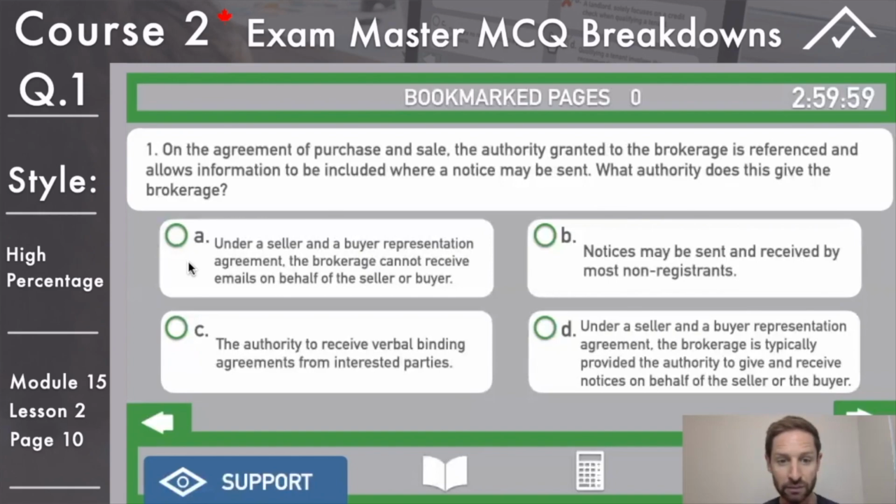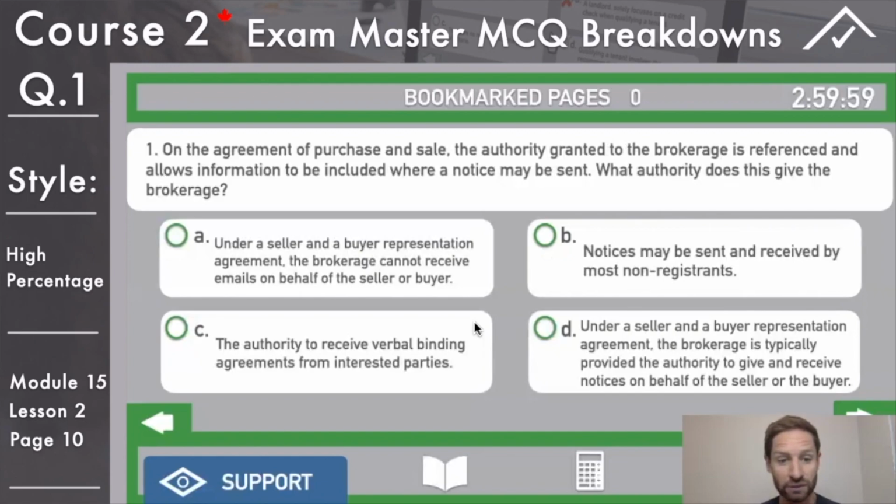A, under a seller and buyer representation agreement, the brokerage cannot receive emails on behalf of the seller or buyer. The brokerage is granted the authority to receive notices on behalf of the client, and we'll talk about what a notice is if you're not too sure. B, notices may be sent and received by most non-registrants. I mentioned this if you've watched my other ones. If you're on Course 1 and now you're on Course 2, notices cannot be received by non-registrants. That might come up. I'd move on and always move the cursor over.